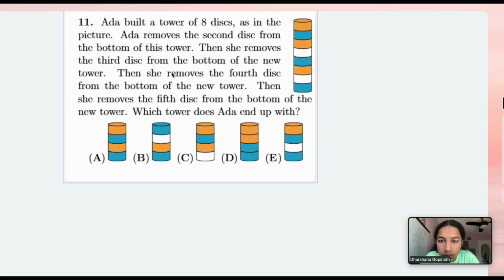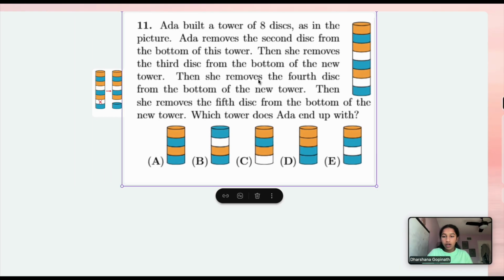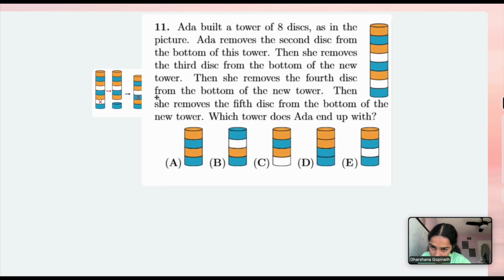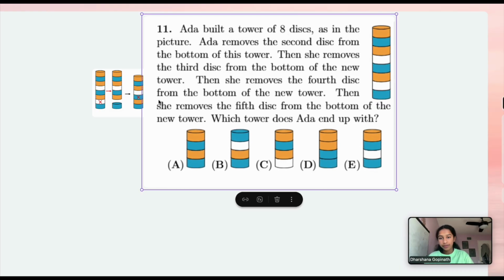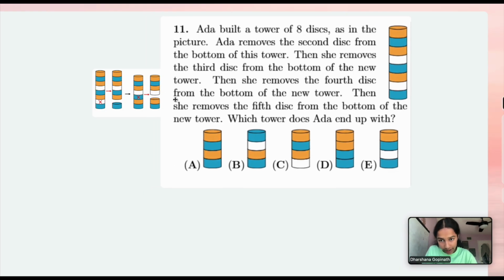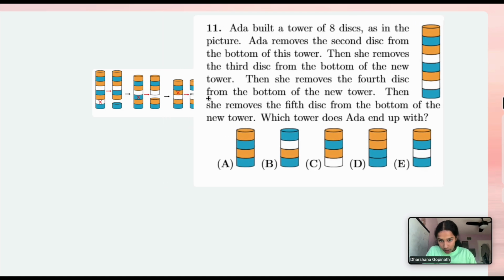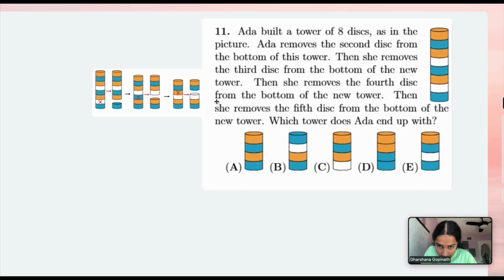So the first one she removes is the second disc from the bottom of the tower. So when she removes that, she gets this. So she removes this second disc here, and so she is left with that. And then she removes the third disc from the bottom of the new tower, so then she's left with that. And then when she removes the fourth disc from the bottom of the new tower, she is left with this.